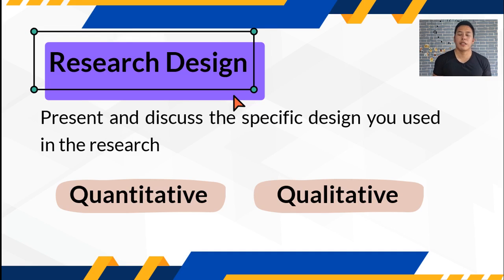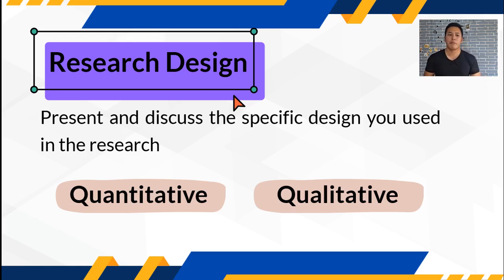The next subpart of research methodology is choosing the research design. Here you're going to present and discuss the specific research design that you are going to use. And let's have a quick recap. When we say research design, which or what kind of research design will you use? Are you going to use quantitative research design or qualitative research design?